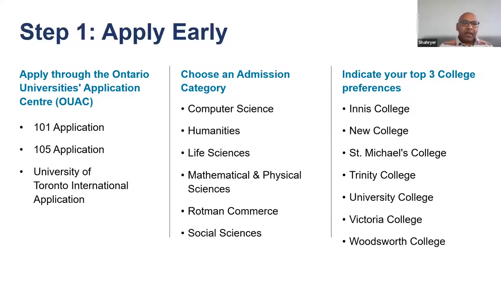If you're a current high school student, you will be completing the 101 application. If you're residing in Ontario but not a high school student, or an international student, you'd be completing a 105 application. If you're an international student who is only interested in applying to the University of Toronto, you'd be completing the University of Toronto international application. Once you've completed your biographical information, you will be choosing one of the admission categories, as well as your top three college preferences.